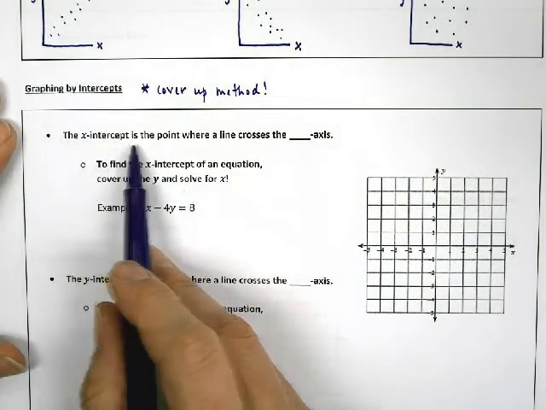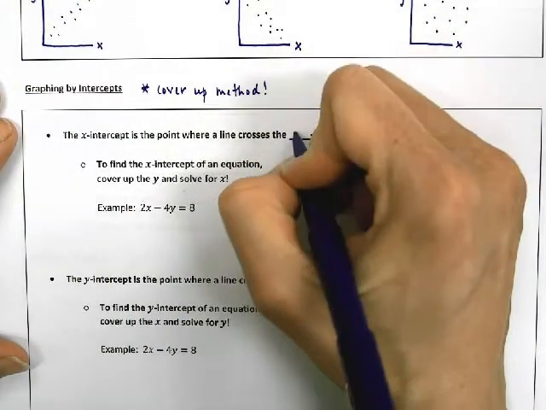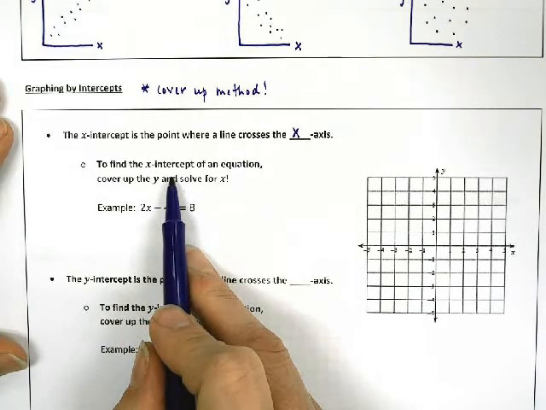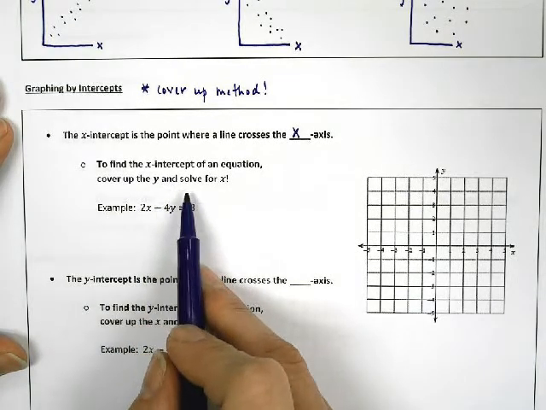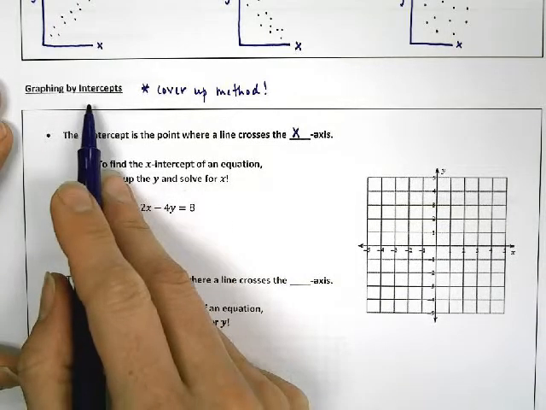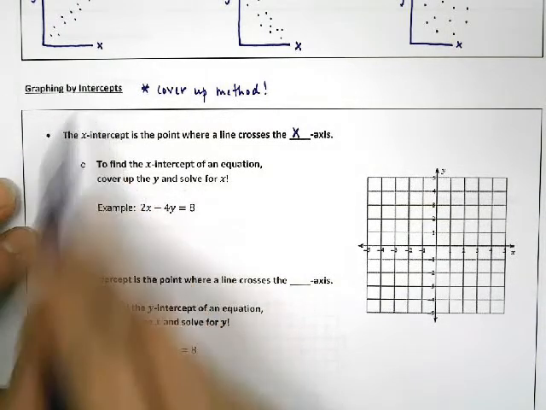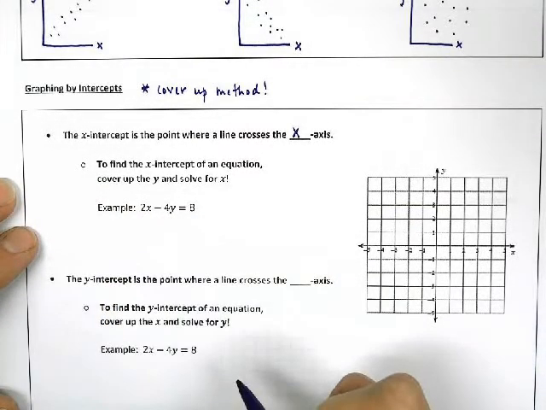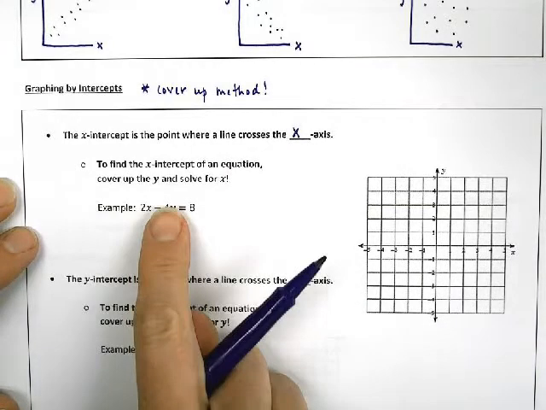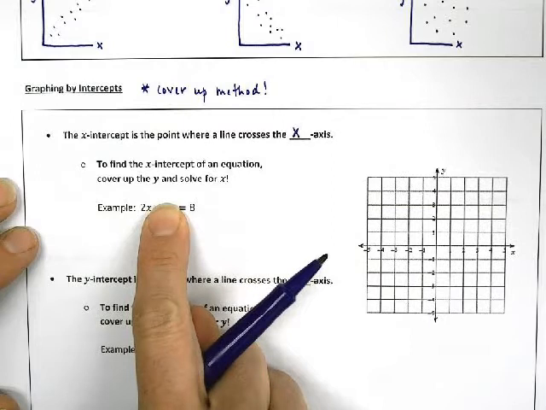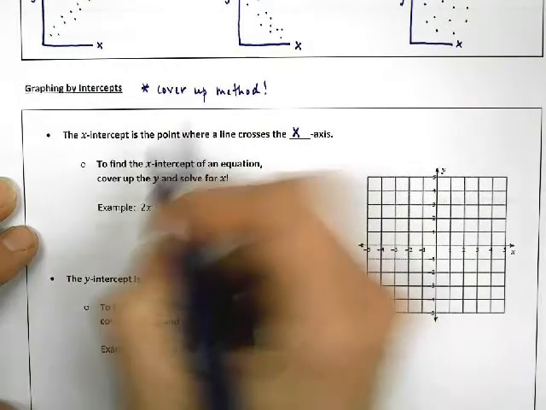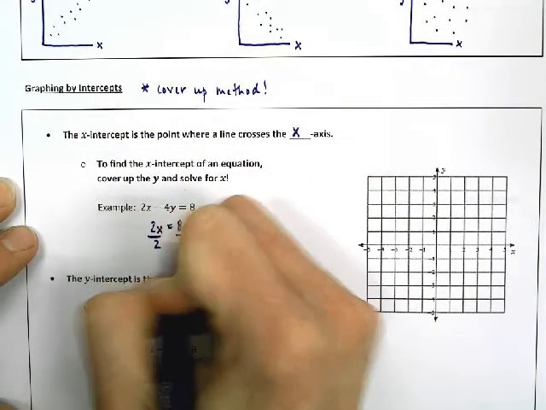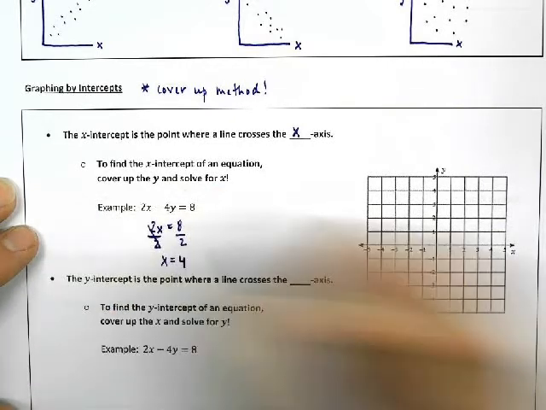So as a review, the x-intercept is the point where a line crosses the x-axis. Makes sense? So if we want to find the x-intercept of an equation, we cover up the y and solve for x. Now notice, whenever we're graphing by intercepts, our equation is going to be in standard form, right? It means the x and the y are on the same side of the equal sign. So if I want to find the x-intercept, I cover up the 4y. And I notice all I have left is 2x is equal to 8. If I were to solve that, I'm going to divide by 2, and I get x equals 4.